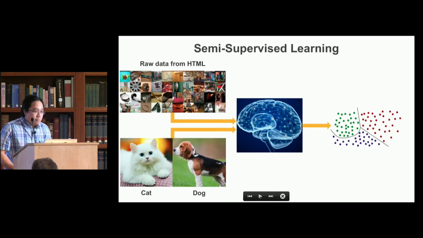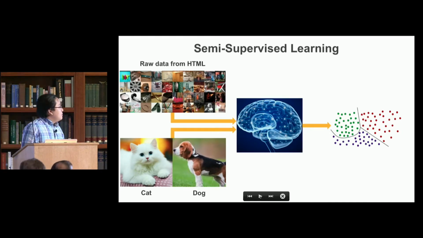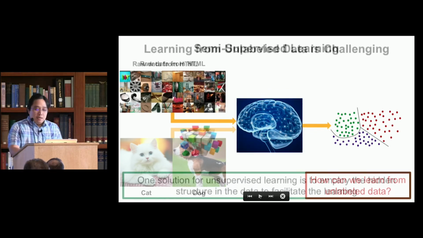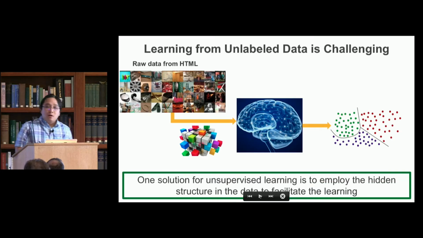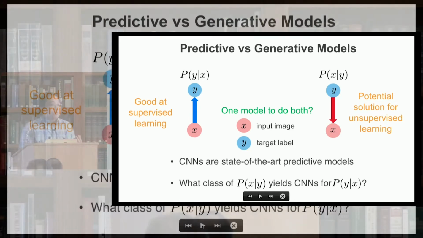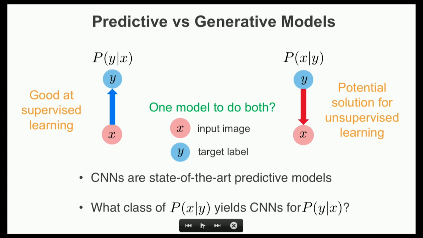So among the approaches to overcoming this limitation is to do semi-supervised learning, in which you learn from both labeled and unlabeled data. To learn from unlabeled data is challenging. And one potential solution is we want to somehow exploit the structure in the data in order to facilitate the training. And in our project, our solution is we want to develop a generative model that can capture important structure in the data by taking advantage of the deep neural network.